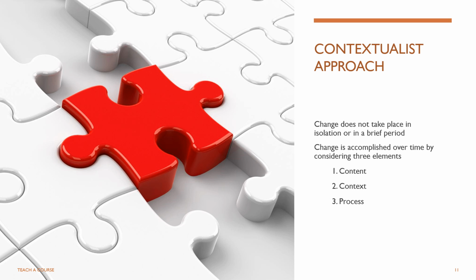Another framework for studying organizational change is the contextualist approach developed by Pettigrew in 1987 and 1999. This approach acknowledges that change does not take place in isolation or in a brief period of time. Understanding change is important, but it must be accomplished over the long term by considering three elements: content, context, and process. To acquire a full understanding of change, one must first examine the content of change, which is best done by determining what has changed.